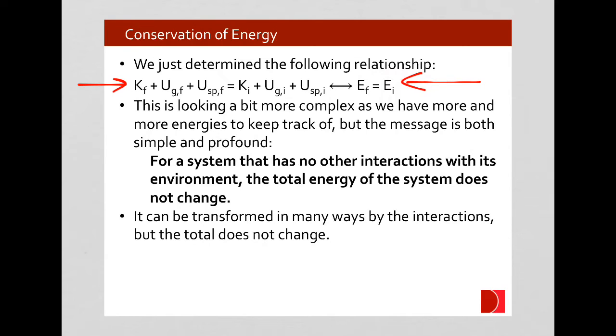While this is a little more complex, what we're concluding from this is that for a system with no other interactions, no external forces, because we had external gravity and external spring forces that we wrapped into the system, and we're saying no other external forces on top of that, in that case, when we have no interactions with the environment, the total energy of the system does not change. So the energy can be transformed in many ways, but the total amount of energy does not change.